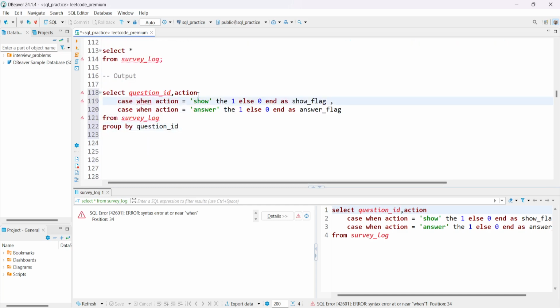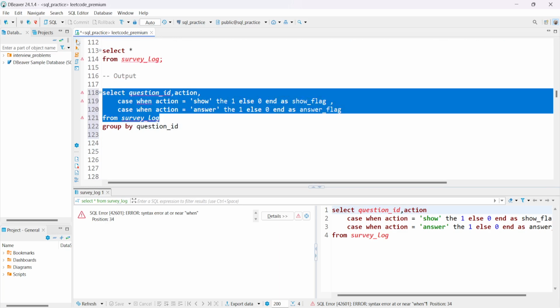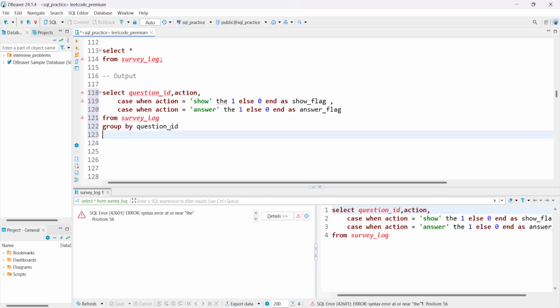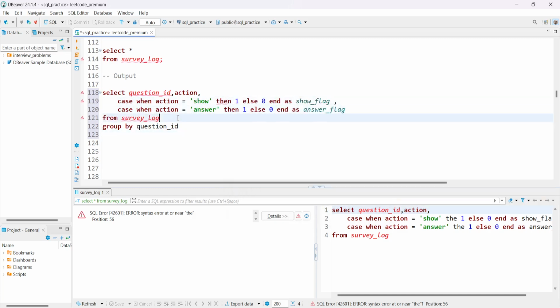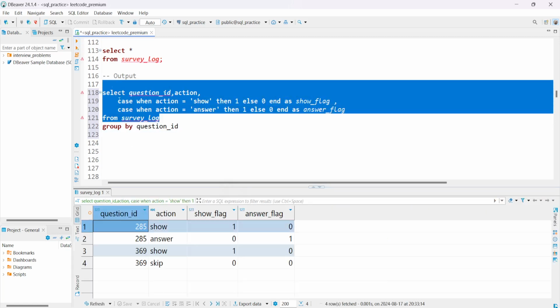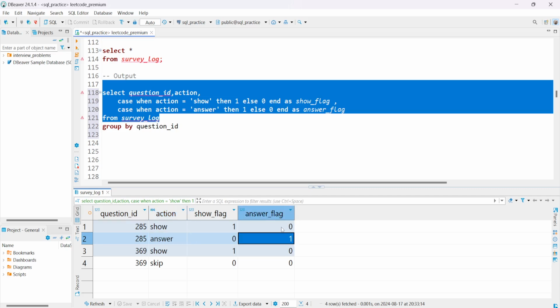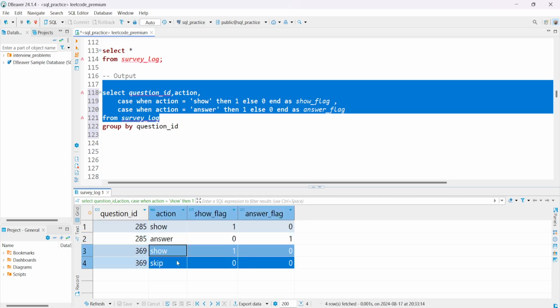Okay, we are getting a syntax error. We should have a comma over here. This should be then. Now if you see the show flag, what it says: here action is show, so that's why we have 1 over here. Here action is answer, so here we have 1, here we have 0. Same way for the other records. And this is skip, so for both of these we have 0.